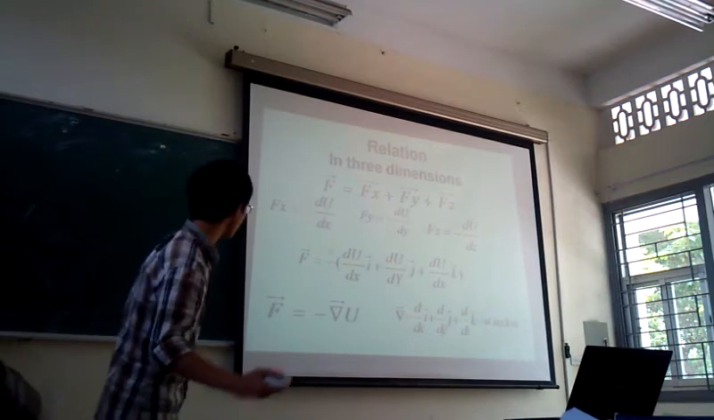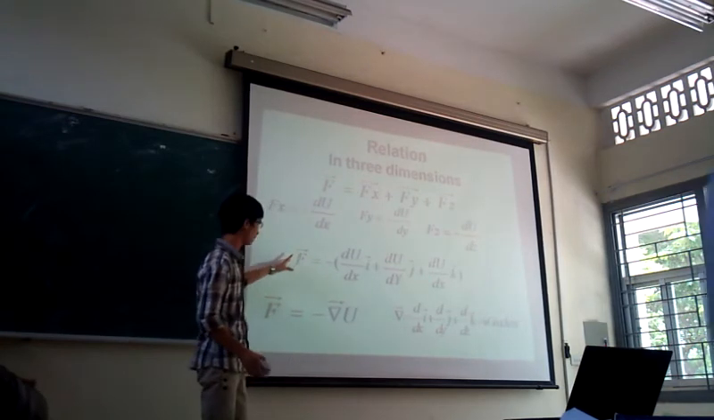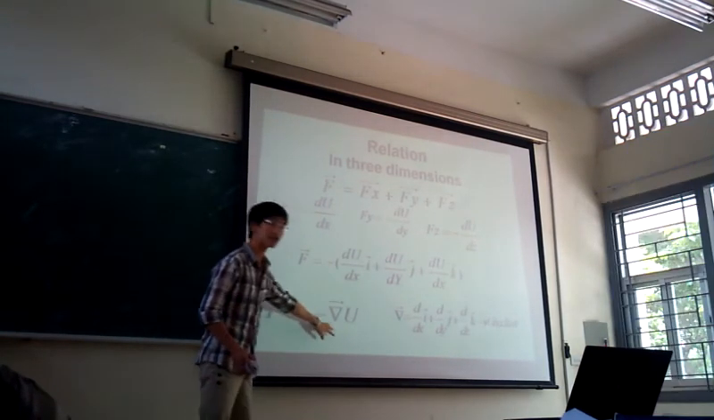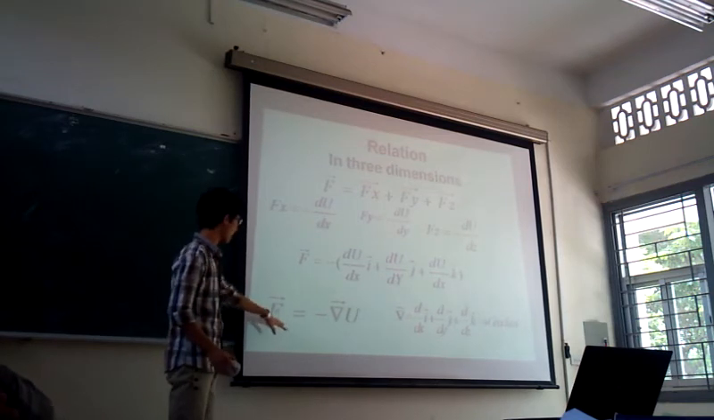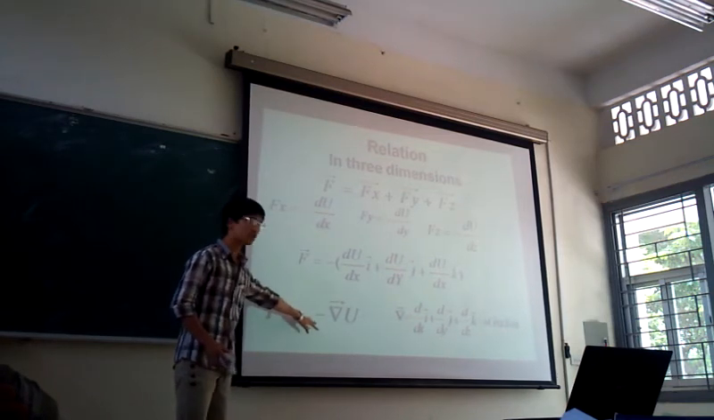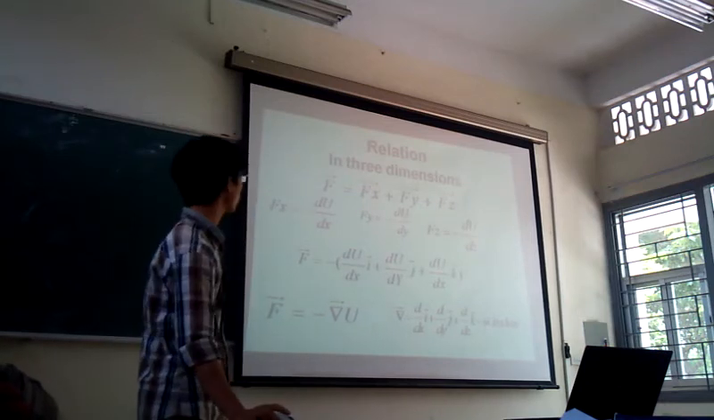We will use this symbol to shorten the formula of vector F. This symbol is called gradient. In conclusion, in 3 dimensions, vector F equals minus gradient of U. Okay? And that's all my part.